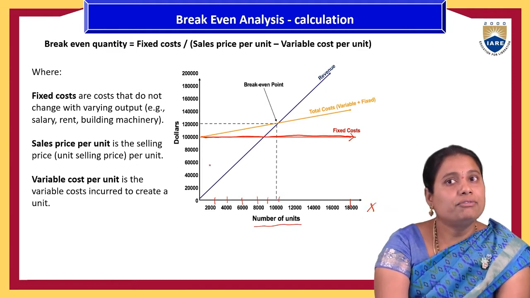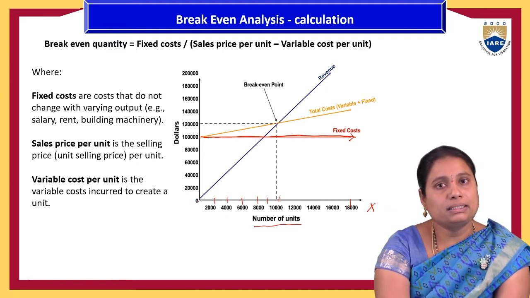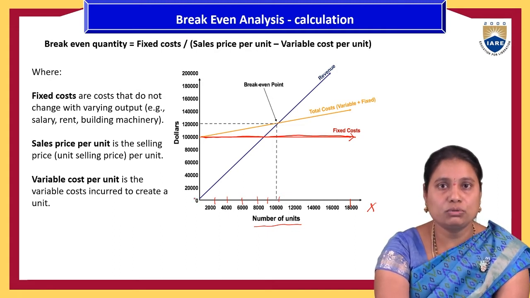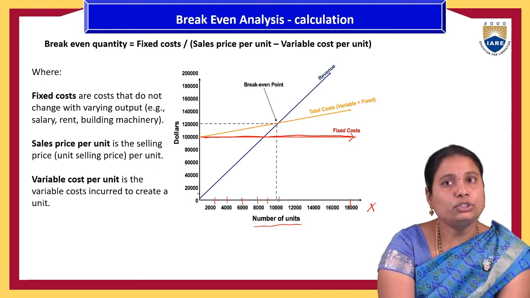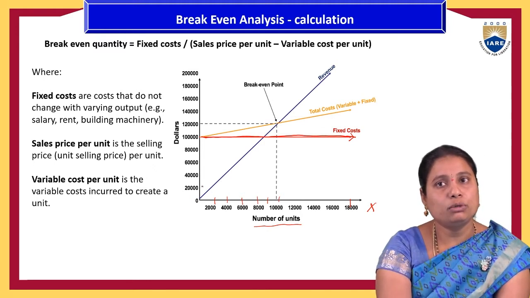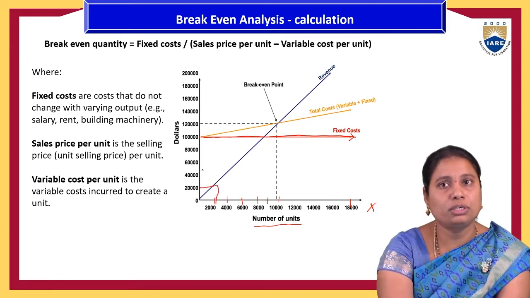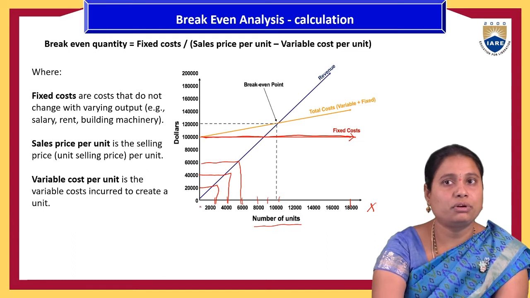And variable cost, which varies as per the output of production, is called variable cost. For example, assume that a person is spending $20,000 for producing 2,000 units, $40,000 for producing 4,000 units, and 60,000 for 6,000 units.